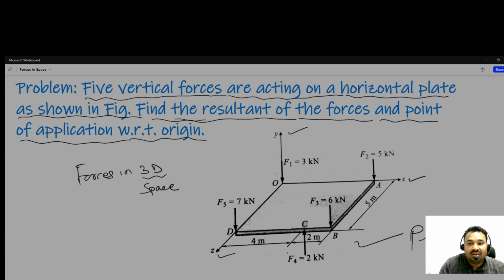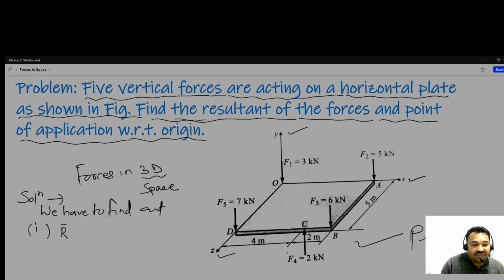So let us solve it. Solution, and what we have to find out? We have to find out first the resultant of the forces, means R vector, and secondly the point of application with respect to origin.